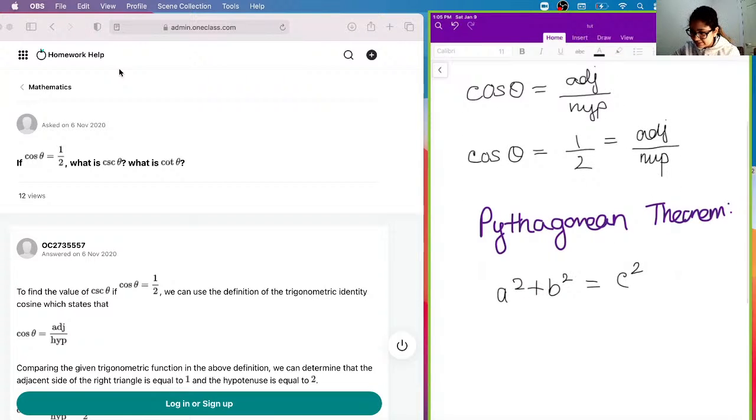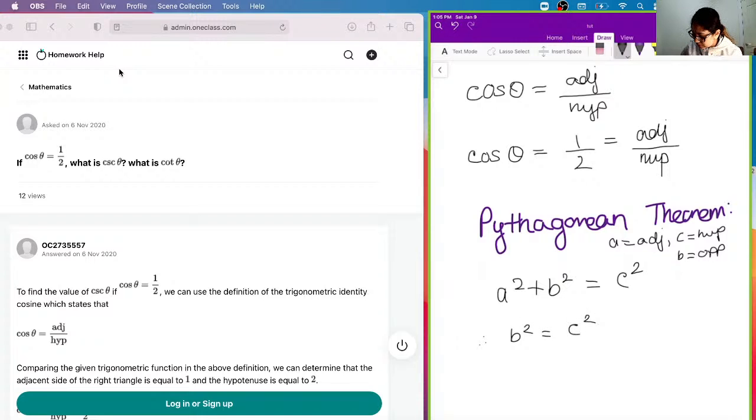And so we can calculate the value of the opposite side. In this case, let's say A is our adjacent, C is the hypotenuse, and B is our opposite side, okay? To find the opposite side, we can rearrange the equation. We're solving for b squared, so we move the a squared to the other side. So we get b squared is equal to c squared minus a squared.